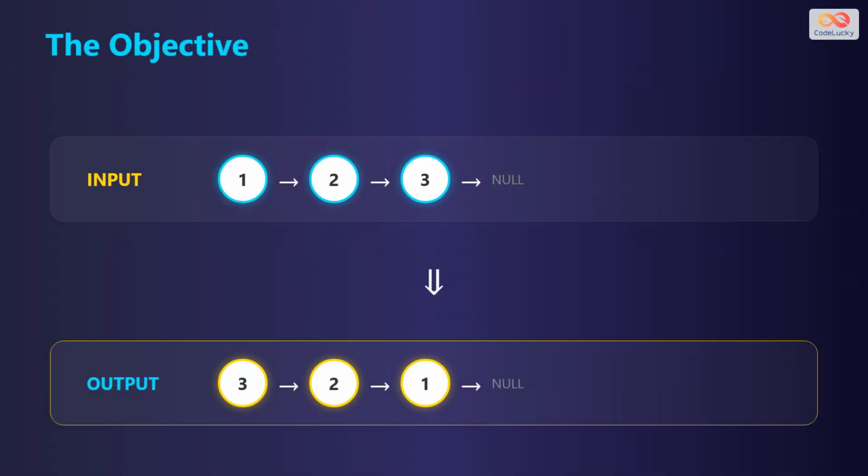Our goal is simple. We want to take an input list like 1, 2, 3 and reverse the direction of the pointers. So 3 should point to 2, 2 should point to 1, and 1 should point to null. 3 becomes the new head.